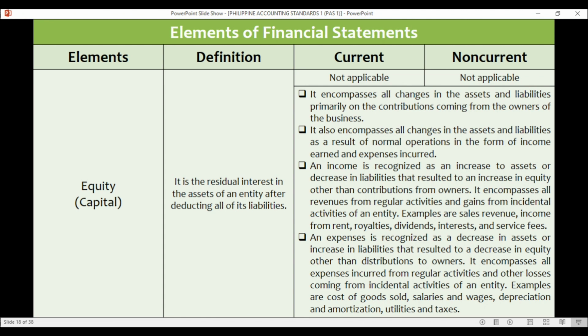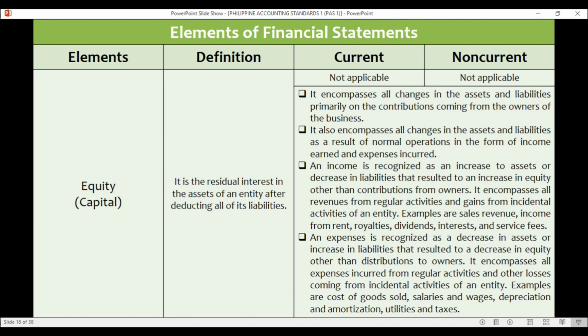An income is recognized as an increase to assets or decrease in liabilities that results in an increase in equity, other than contribution from owners. It encompasses all revenues from regular activities and gains from incidental activities. Examples: we have sales revenue, income from rent, royalties, down to service fees.